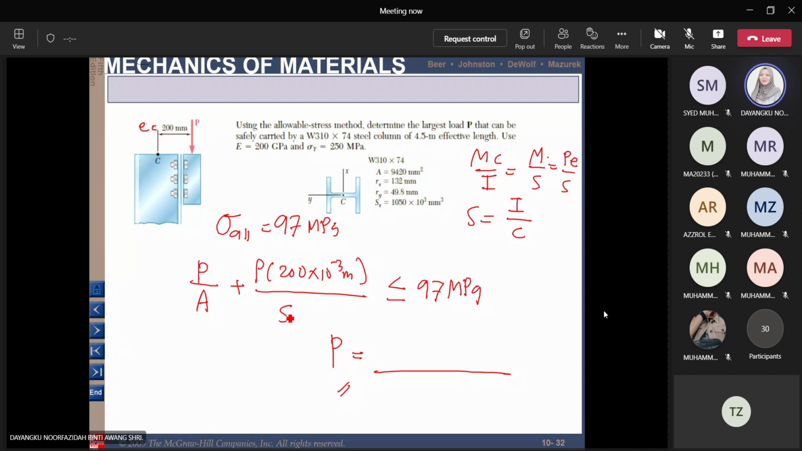So basically, for eccentric loading, you still need to calculate based on the centric loading first to determine the critical allowable stresses. Then after that you can continue with the value of your P. So you should get the value of your P in Newton, to calculate this value here.